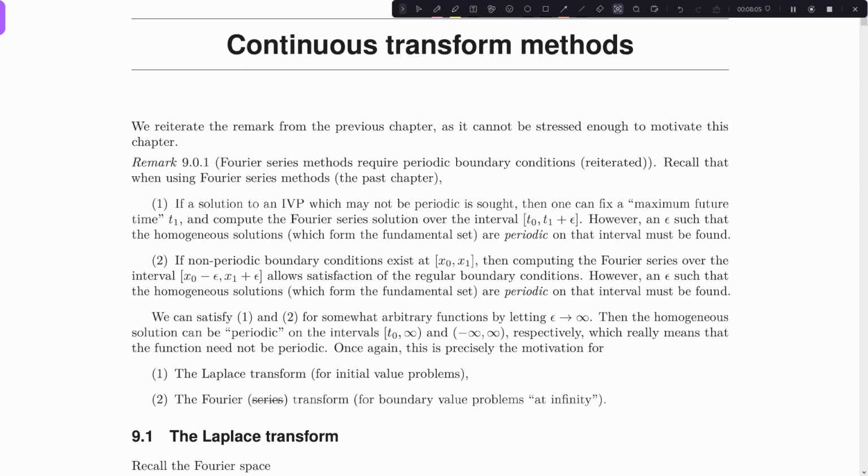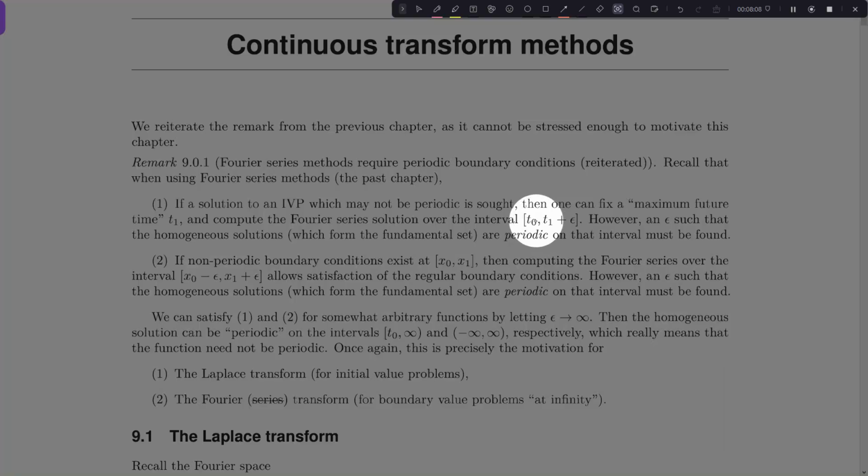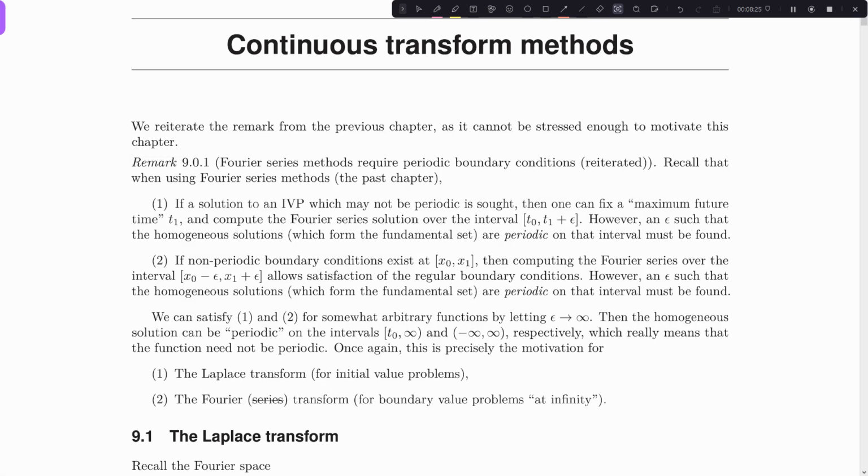But we're going to get two different continuous transforms. This transform over t0 to infinity is going to give me the Laplace transform, and the transform from minus infinity to plus infinity is what's going to give me the Fourier transform. You'll see I crossed out the word series to say this is the Fourier transform that other people refer to as the Fourier transform. But today we're going to restrict ourselves to the Laplace transform.